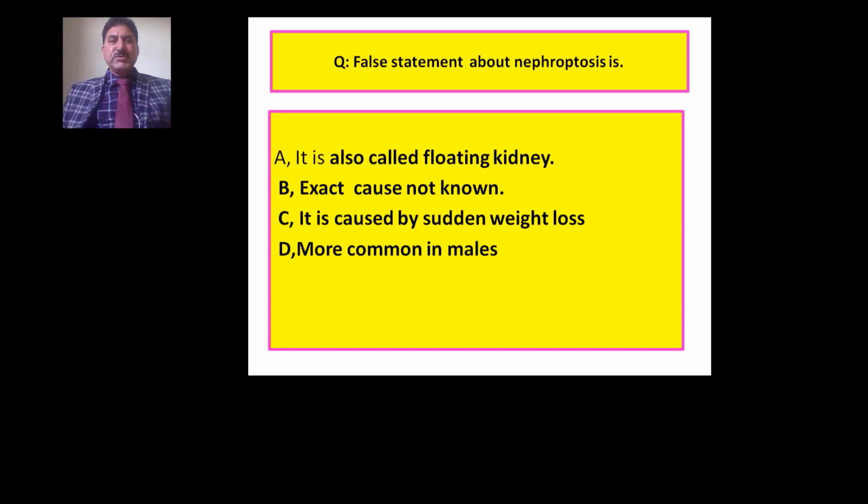False statement about nephroptosis is: A. It is also called floating kidney. B. Exact cause of nephroptosis is not known. C. It is caused by sudden weight loss. D. More common in males. D is the wrong option.